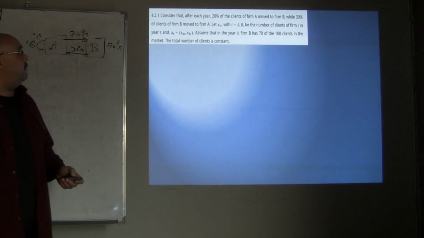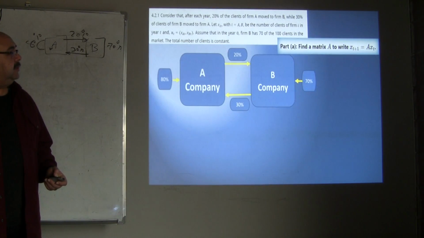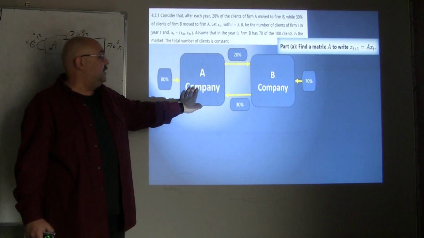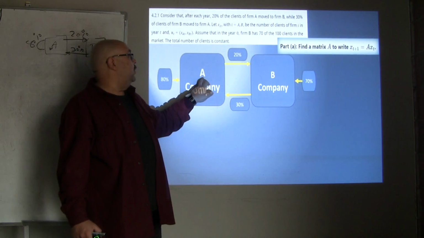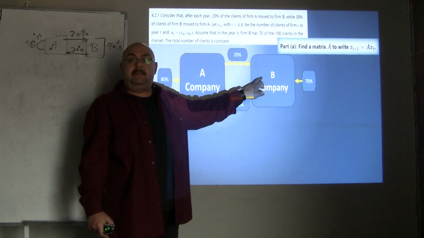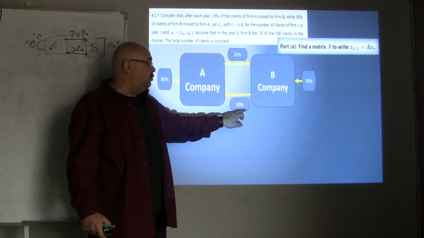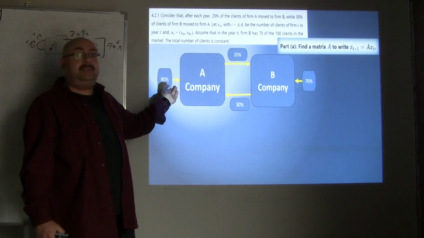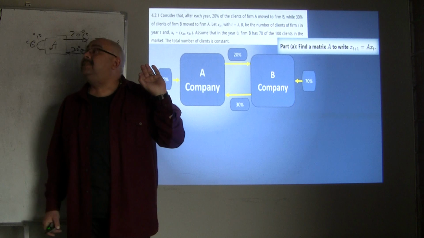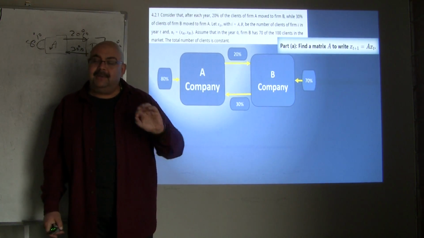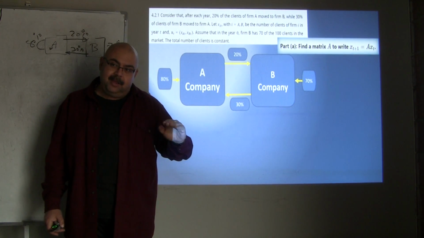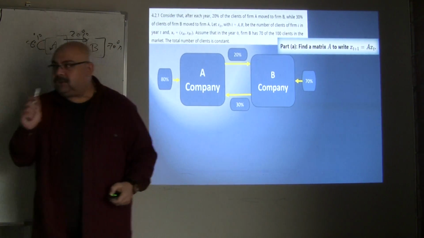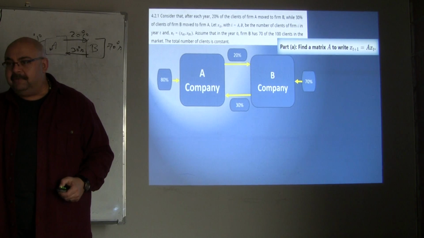So the first step is to form our model, and this is exactly what we did. This is company A, and that's company B. I have 20% from company A moving to company B, and 30% moving back. So I have 70% of the total and the 80%. Now I can write the matrix, A to A, A to B, B to A, B to B. Now the matrix will be very helpful for you.